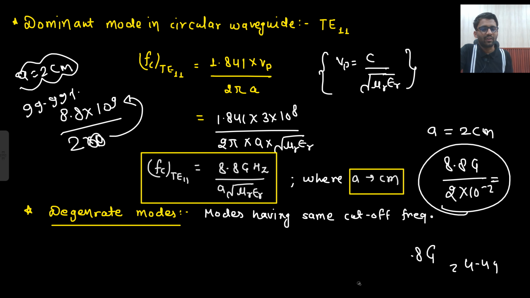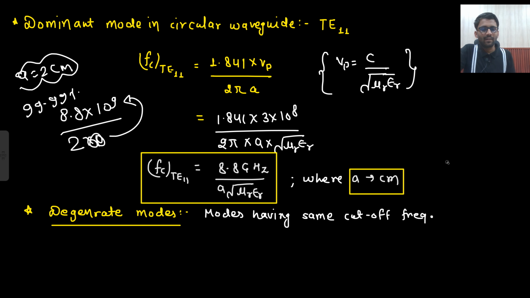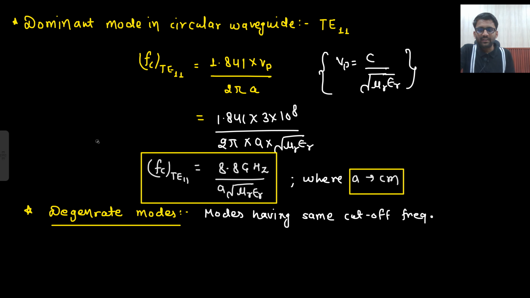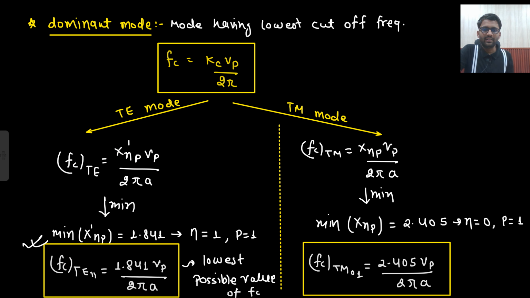We will solve the problem, and it will be more clear to you. So till this point, what is the conclusion? Here we have seen the dominant mode. In dominant mode, we need to get the lowest cutoff frequency. So we write down the formula of cutoff frequency for TE and TM mode both, and we got to know that it depends on X dash NP and XNP. The minimum value of XNP is 2.405 and the minimum value of X dash NP is 1.841. That means the lowest cutoff frequency is certainly for X dash NP, that means for TE mode.